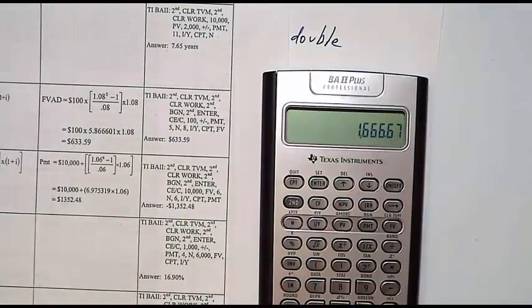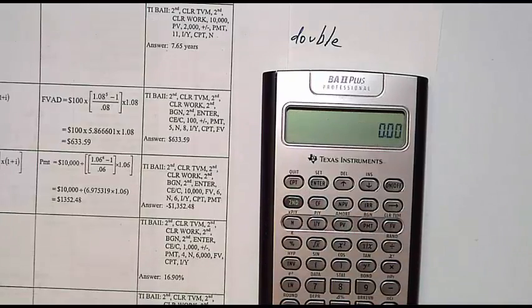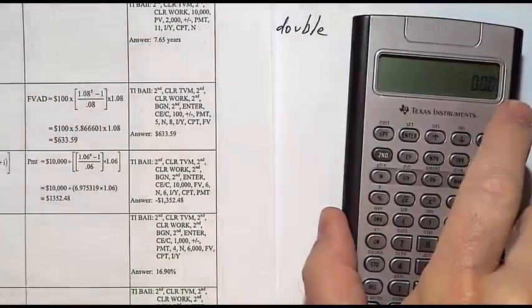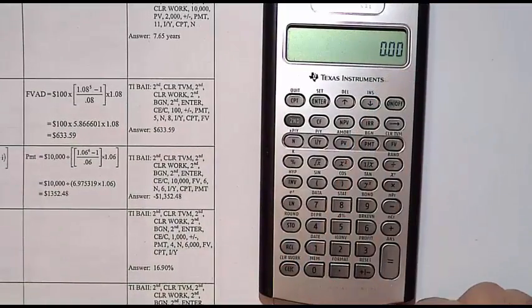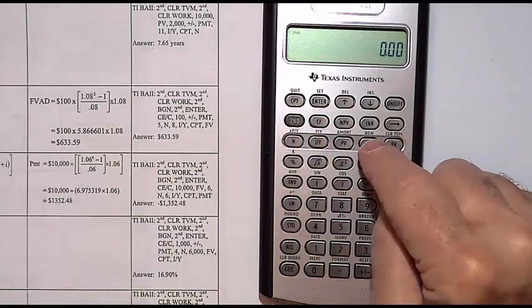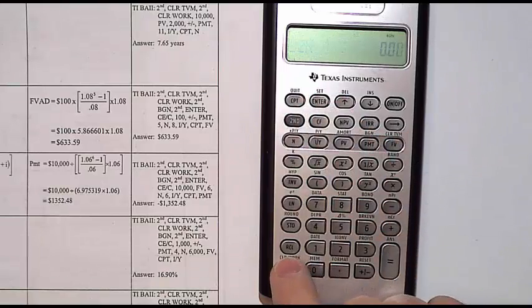Let's go back to our calculator. We're going to clear everything. Second, clear TVM. Second, clear work. And now we have to remember to go back to beginning of period payments. So to do that, we say second, begin, second, set, and clear. And it says BGN up at the top. So now we're going to plug our numbers in.